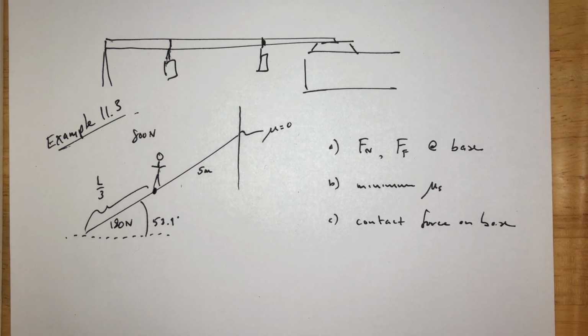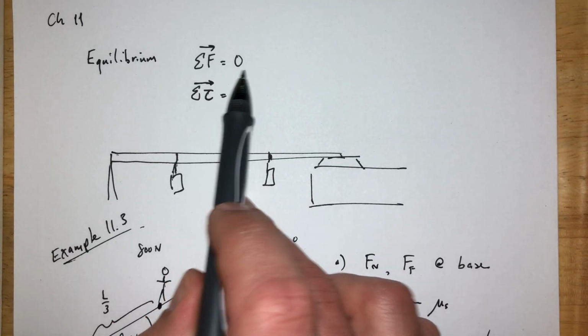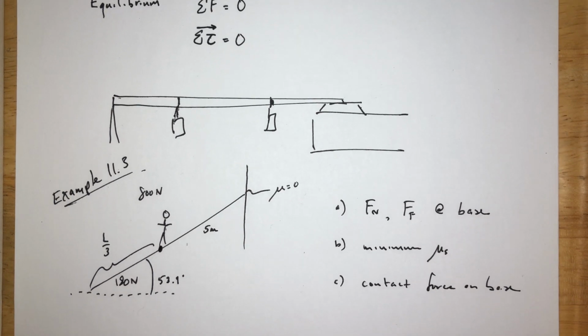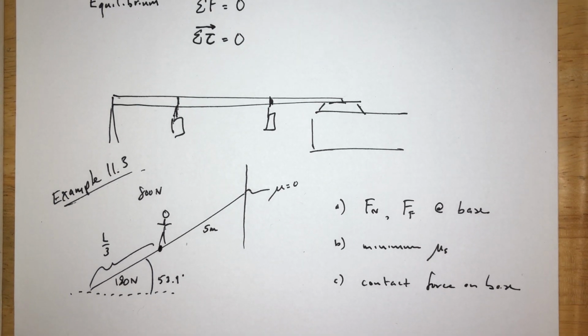So if, let's say in part A at least, that this is in equilibrium, there are two conditions that we know have to be true. We know that the sum of the forces has to be 0, and we know that the sum of the torques has to be 0. Now, if we've got a torque, that means we're rotating about somewhere. We can choose any point we like to rotate around, because it's not rotating about any axis. It's not rotating at all.